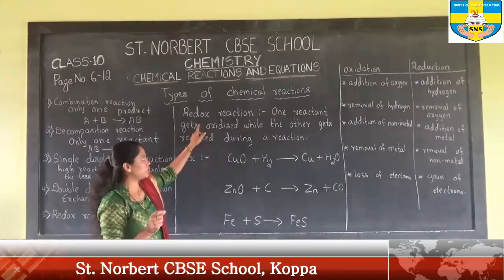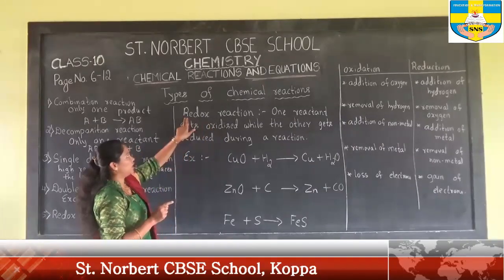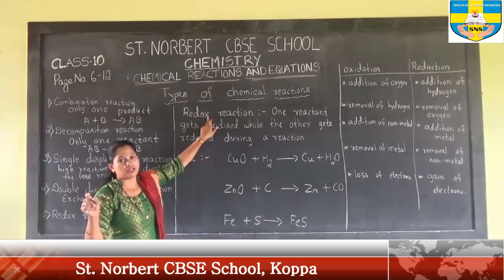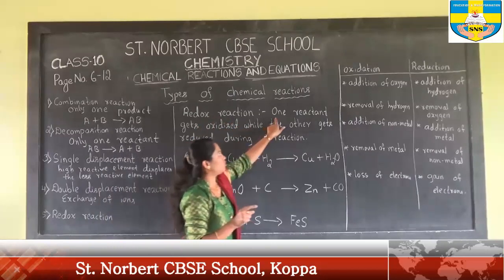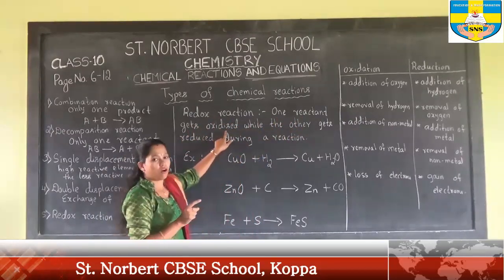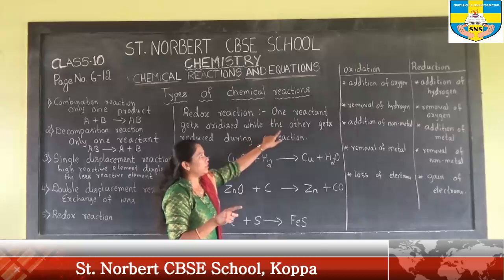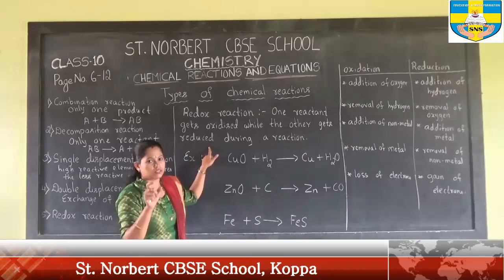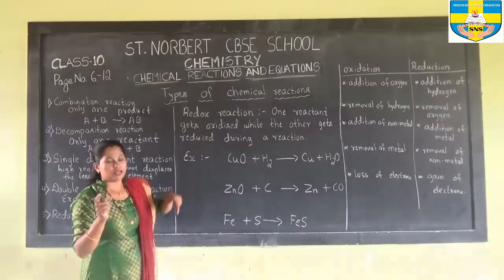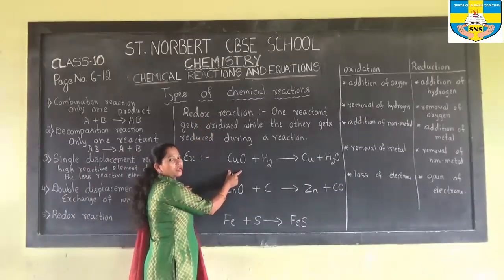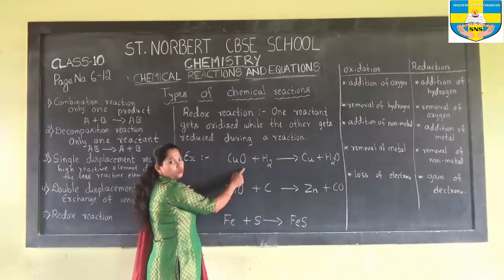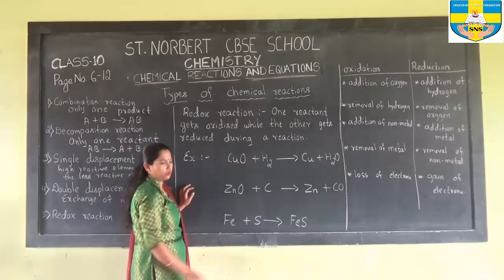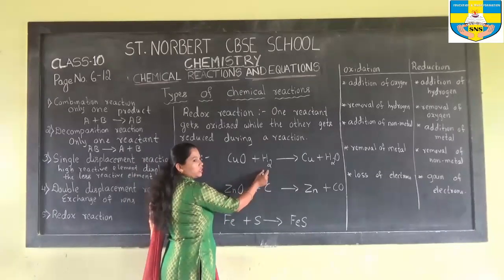So, the redox reaction means in the same reaction, reduction and oxidation take place simultaneously. That is nothing but one reactant gets oxidized while the other reactant gets reduced in a single reaction, which is called redox reaction. Let us see the example here. Copper oxide CuO reacts with hydrogen H2.